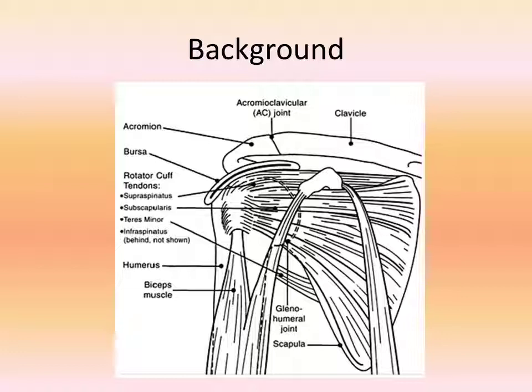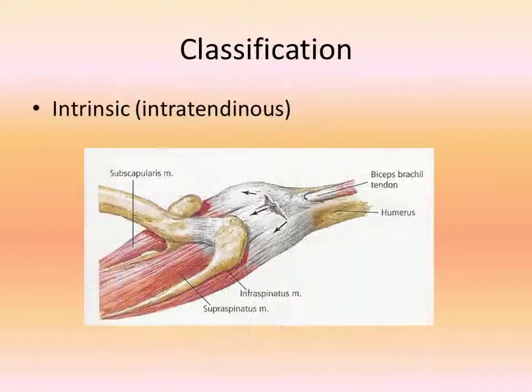75% of rotator cuff injuries are going to involve the humeral side or the articular side of the tendon injured, with a tear beginning at the anterior edge of the tendon. When we talk about impingement syndrome, it's typically going to involve the acromion side of the tendon injured. Rotator cuff injuries are classified as intrinsic or extrinsic.